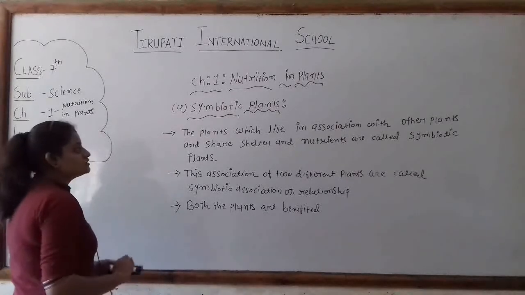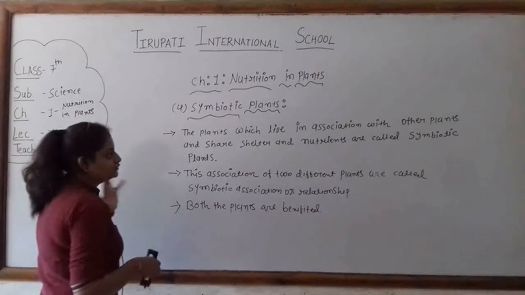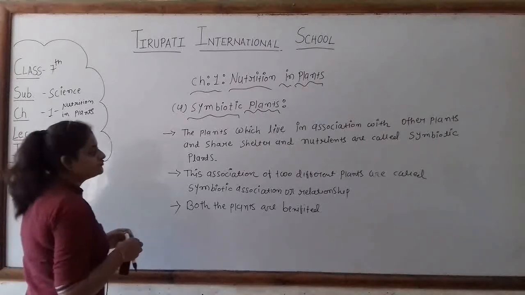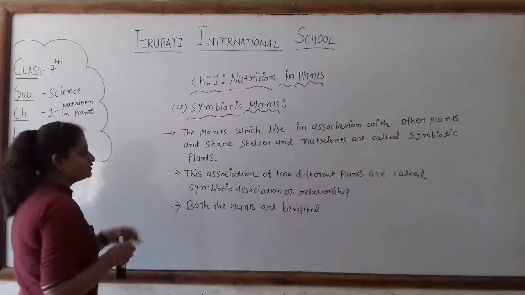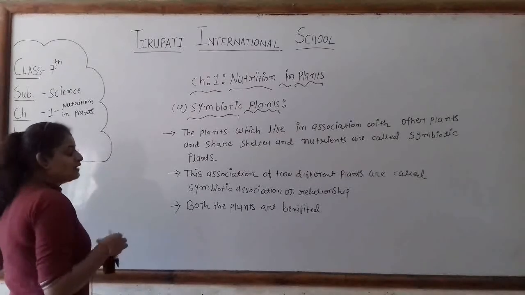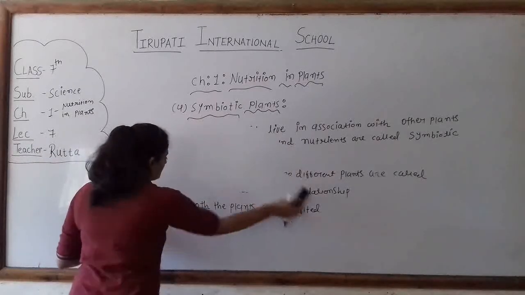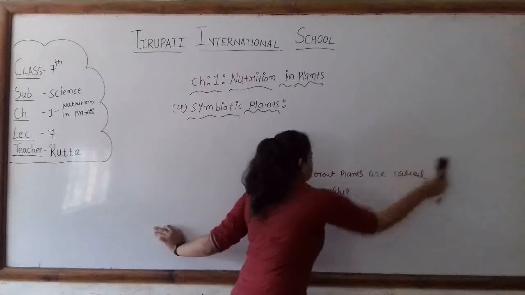So the plants which live in association with other plants and share their shelter and nutrients are called symbiotic plants. This association of two different plants is called a symbiotic association or symbiotic relationship. Both the plants are benefited by this type of relationship. There are certain examples of symbiotic plants.